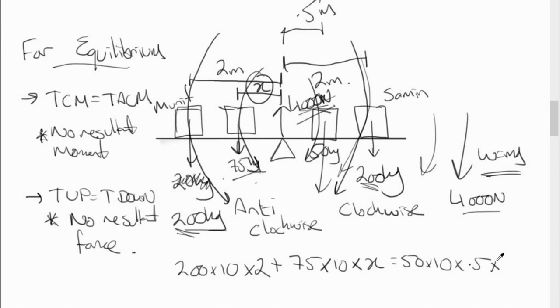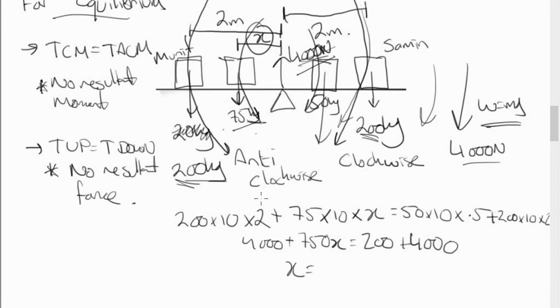Oops, my bad, it was plus over. So plus Samin's 200 into 10 into 2. Right? So this is our equation. Now you solve it and tell me what it comes to. Quick, quick. x is equal to 0.33 meters. Does this make sense? Yeah? Okay, so basically this is how you solve this sort of question.